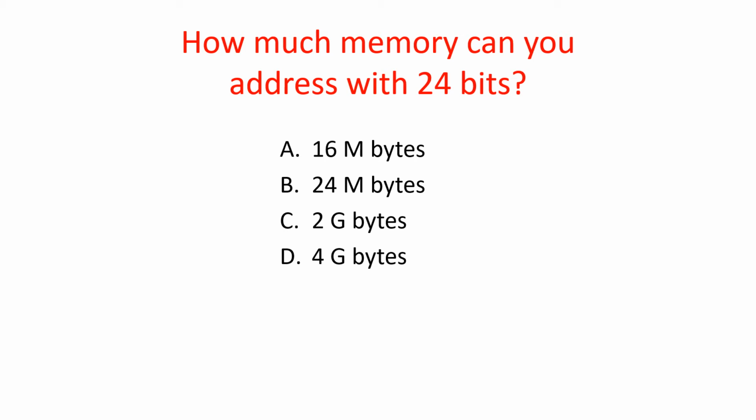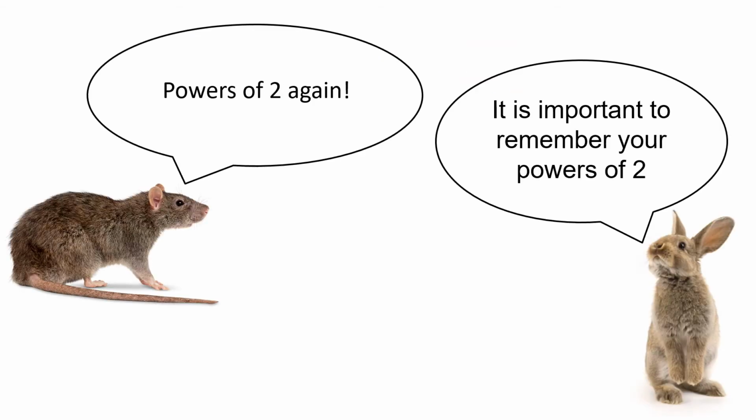This is easy to calculate. Okay, 20 bits is a megabyte, so 2 to the 20th is mega. So the answer is going to be A or B because it's megabytes. 2 to the 4 is 16, so it'd be 16 megabytes. So the answer is A, 16 megabytes. Historically, a lot of computers could address 16 megabytes because they had 3 bytes or 24 bits of address space. Powers of 2 again. It's important to remember your powers of 2.